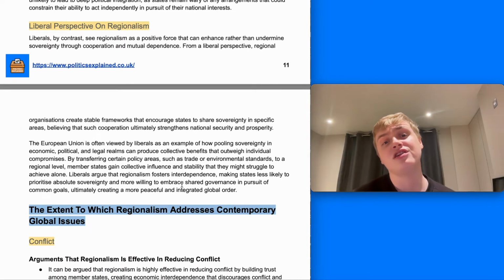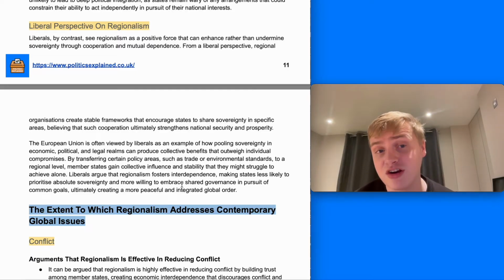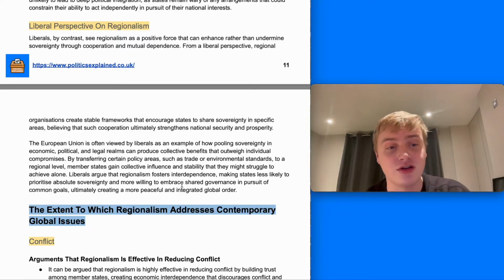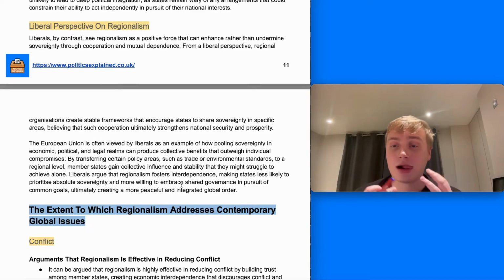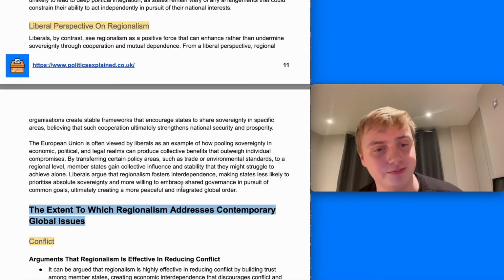Liberals, on the other hand, see regionalism as a real positive force that can enhance sovereignty through cooperation and mutual defence. From a liberal perspective, regional organisations create stable frameworks that encourage states to share sovereignty in specific areas, believing that this cooperation strengthens national security, prosperity, and their overall influence. So they point to the idea of pooled sovereignty that we looked at in the previous point.